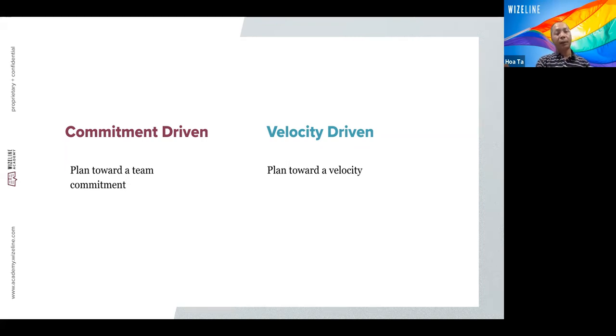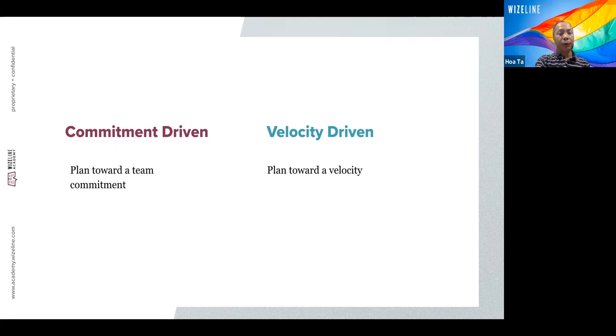And velocity-driven is different. We just add stories into the sprint by priority, and because every story has story points, the sum of the user story points will match the velocity. So we have the velocity number, then we add stories to get close to that number. Depending on the situation in the team, it may be a little bit lower or a little bit higher. So those are two different ways of doing this planning.